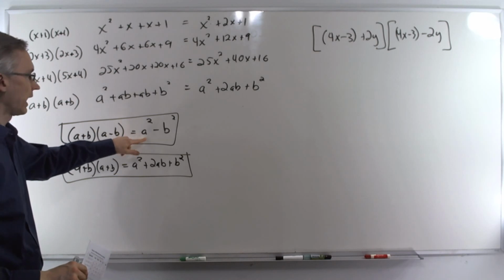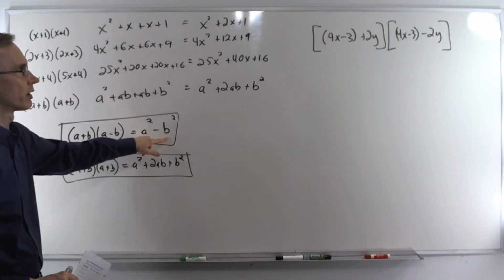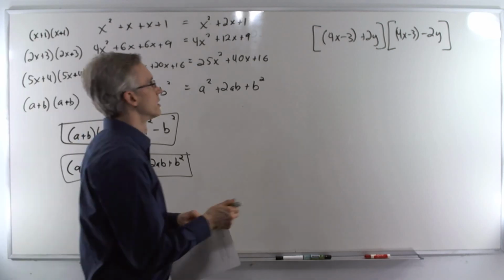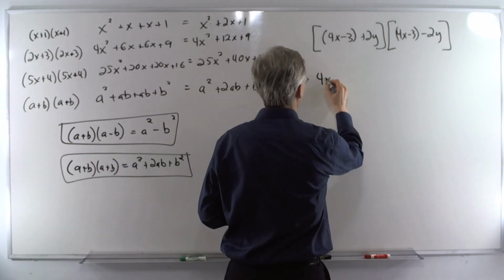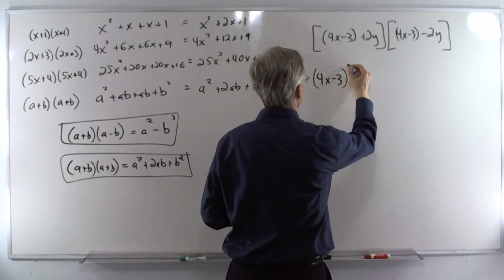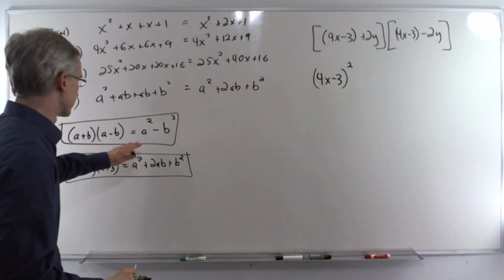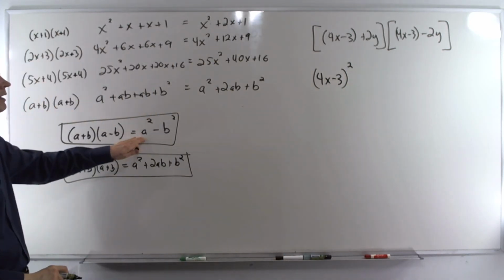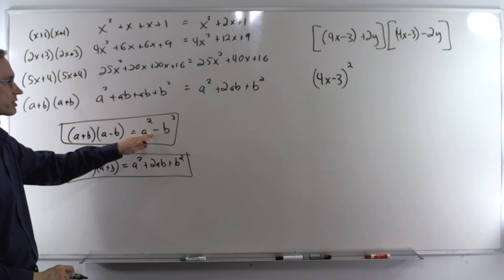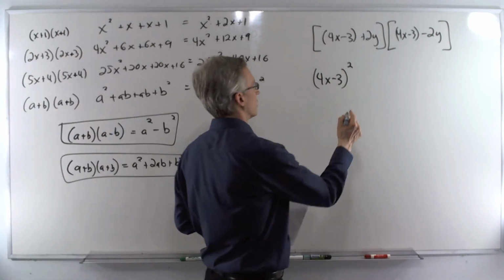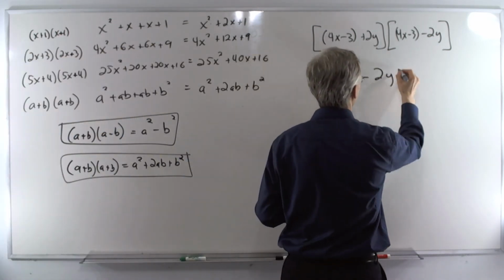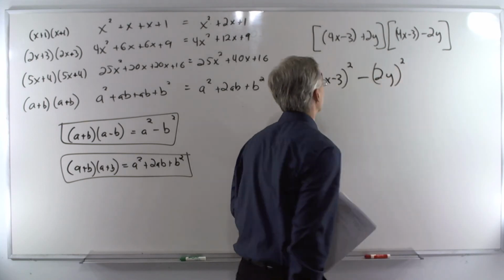All right, so we want a squared minus b squared. A was 4x minus 3, so we have 4x minus 3 in parentheses squared. That's this part, a squared. Now b is 2y, so we're going to subtract 2y in parentheses squared.